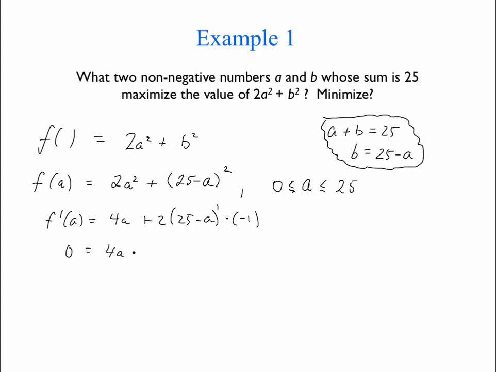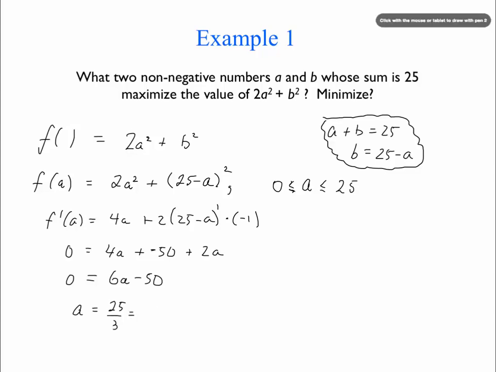So I have 4a plus 50 times minus 1, so minus 50 plus 2a, or 6a minus 50. Critical values, how many do we have? Just one: 50 over 6, or 25 over 3. Is that 8.333? Leave it as 25 over 3.